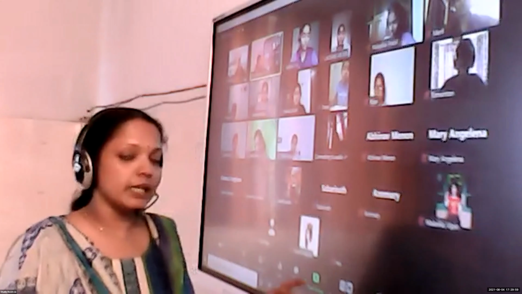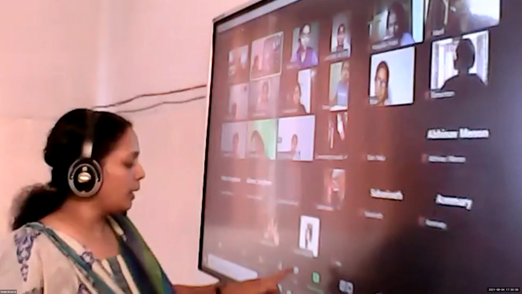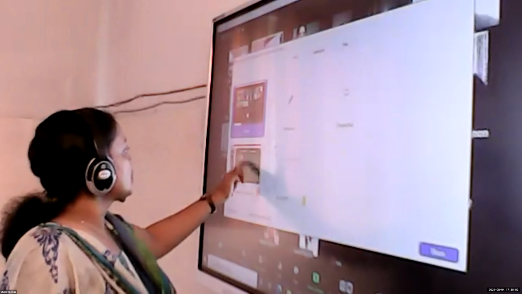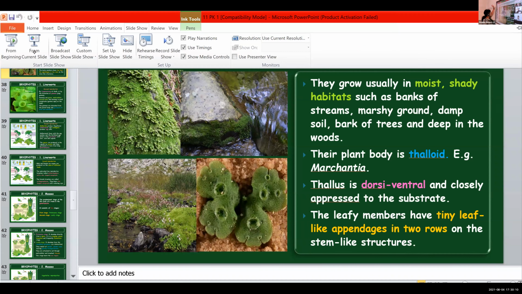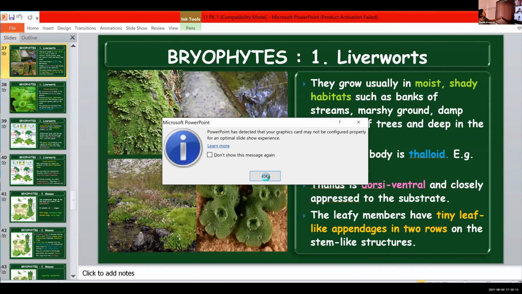We started with the different types of bryophytes in the previous class. The two types of bryophytes include liverworts and mosses. General characteristics also we learned. So let's learn more about the different types of bryophytes. Liverworts, we just saw the first slide. Again, I will show the same slide, the first slide of liverworts.